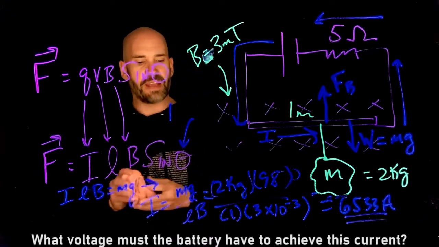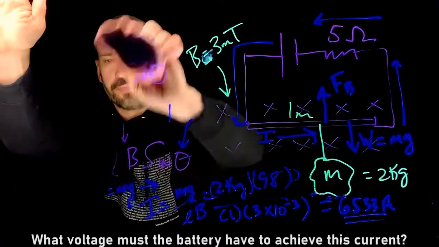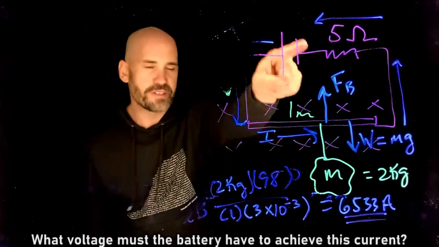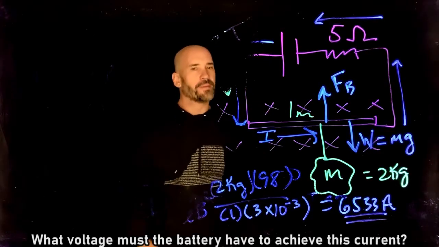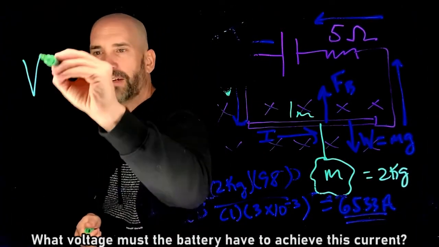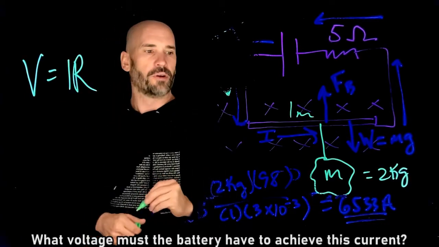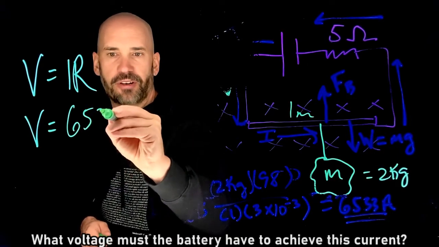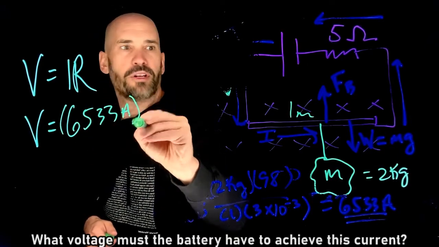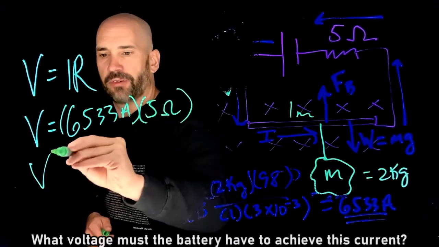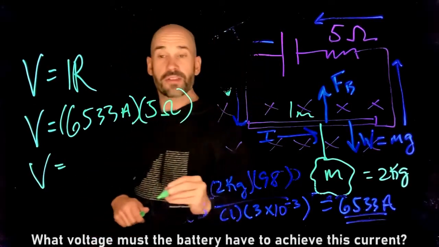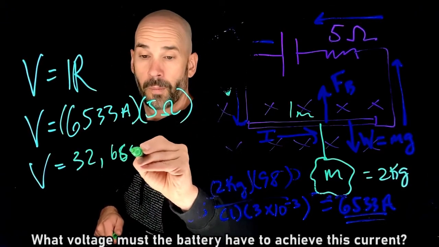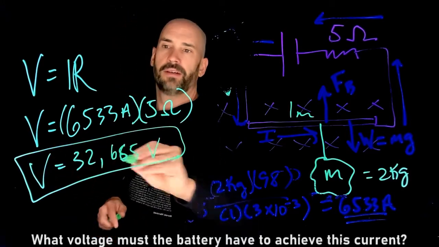All right, last part of this problem. What voltage must the battery have to achieve this current? I'm talking about a current, I have a resistor, and I'm looking for a voltage. I know what you're thinking, and you're probably right. V equals IR. This is an Ohm's law problem. So we want to find out what voltage will give a 6,533 amp current when you have a 5 ohm resistor. And that voltage is 32,665 volts. Lovely.